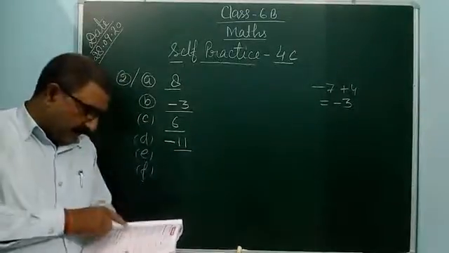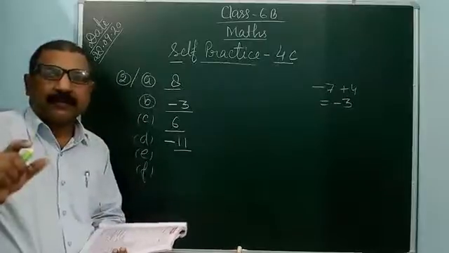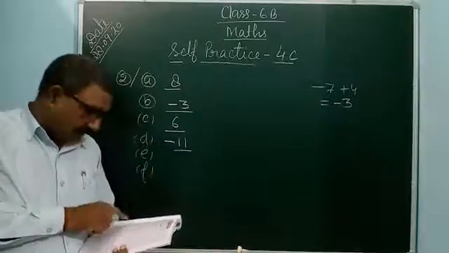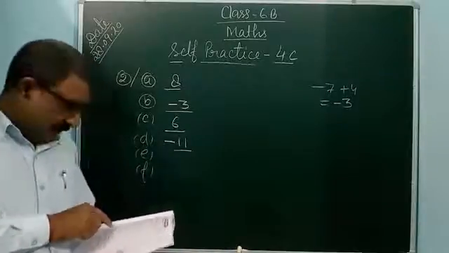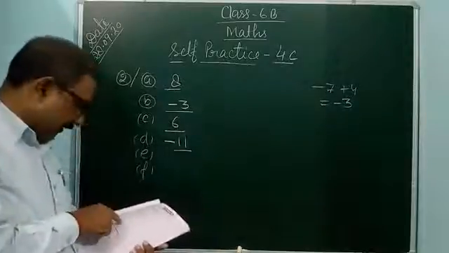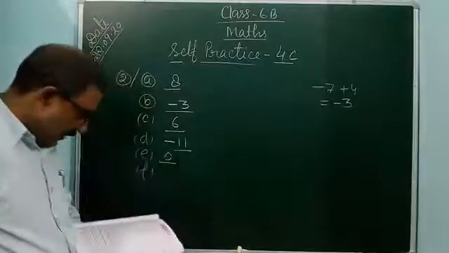Question number E. Minus 5 and plus 5. You can see there are no gaps, which means the beginning and end are the same. It means minus 5 and 5, if we add, the result is 0. So you can see 0 is there. The result is 0.